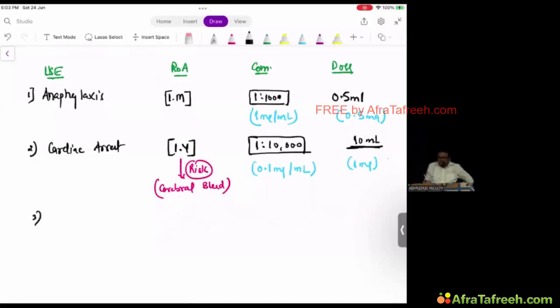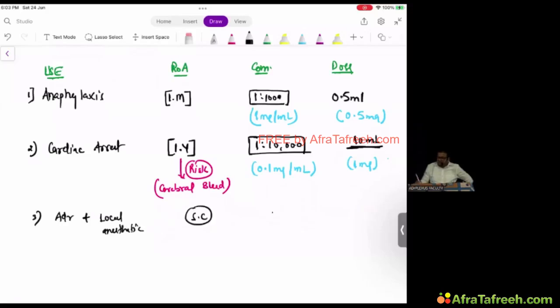Third use of adrenaline, which is of importance, is what we call as adrenaline is mixed with local anesthetics. Route is subcutaneous and the concentration is a very dilute concentration, 1:2 lakhs.